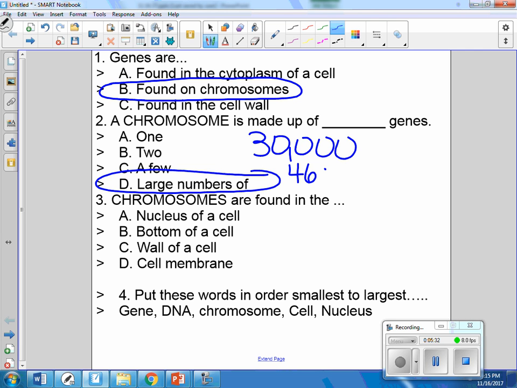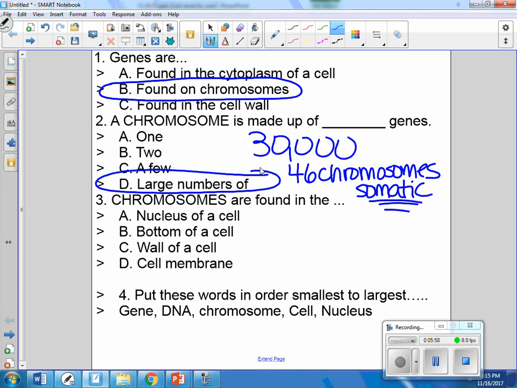46 chromosomes are in the human body cells. Sometimes they call the body cells the somatic cells. Those somatic cells are your body cells. They have 46 chromosomes. Your reproductive cells have only 23. So when you reproduce, you're giving half to your child, your offspring. But they have 30,000 genes on them. You have 30,000 pieces of instruction.